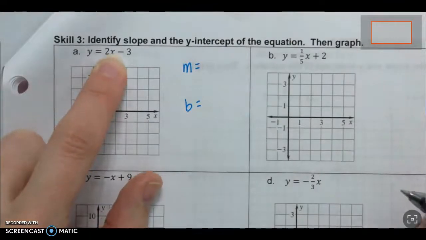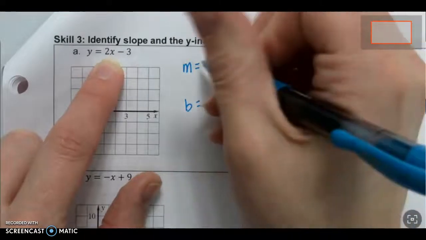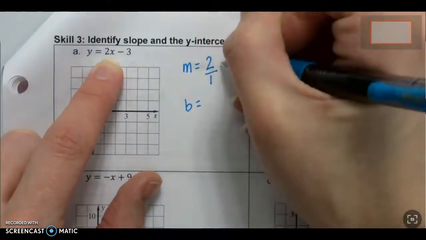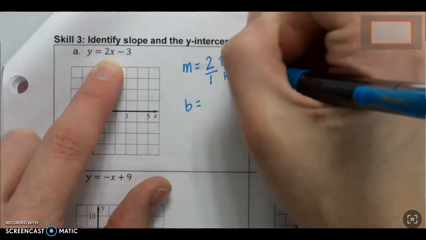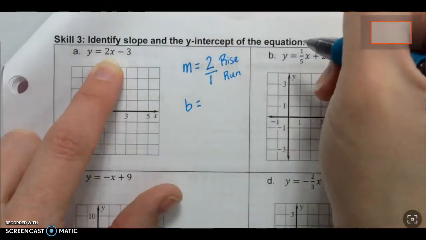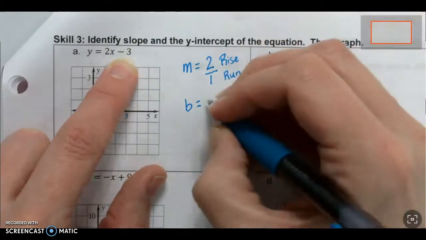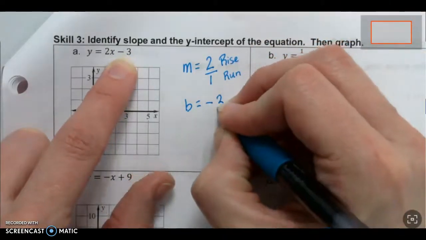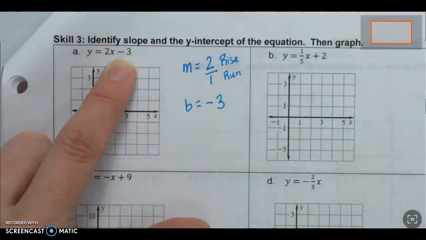Slope is the number with the x. That's going to be our 2. And we're going to write it as 2 over 1 so that we know how much to rise and how much to run. Then the number without the x, that's going to be our b value, so -3. And before we go ahead and put this on the graph, let's practice that just one more time.